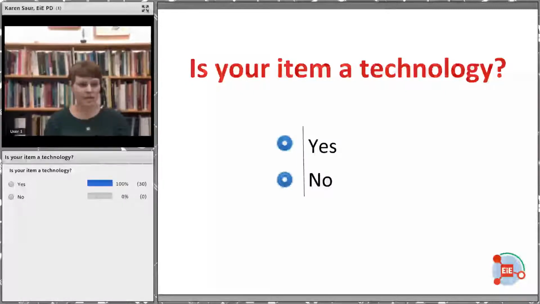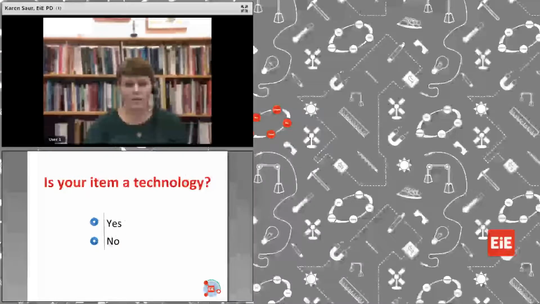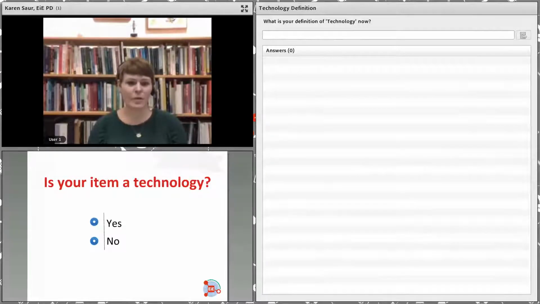Think about the questions that I asked you as we went through this short activity. I asked you, what materials is your technology, or your item, made out of? What problems does it solve? Can it solve any other problems? Can it be made out of different materials? And does the material itself affect the problem it solves? So these are a lot of things I want you to think about as we come up with our own definition.